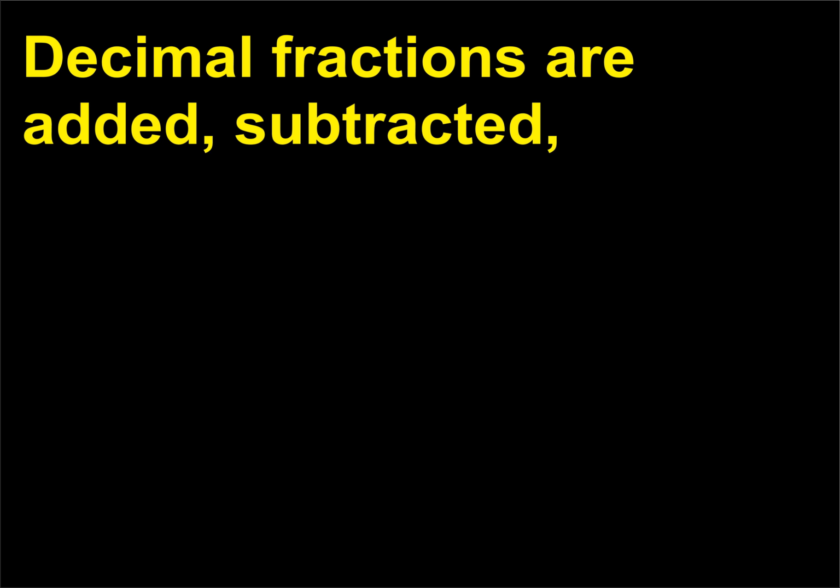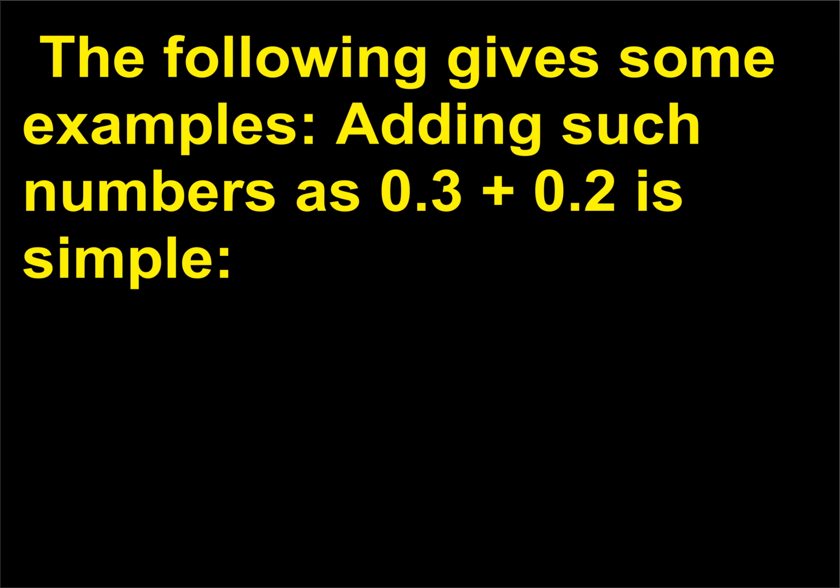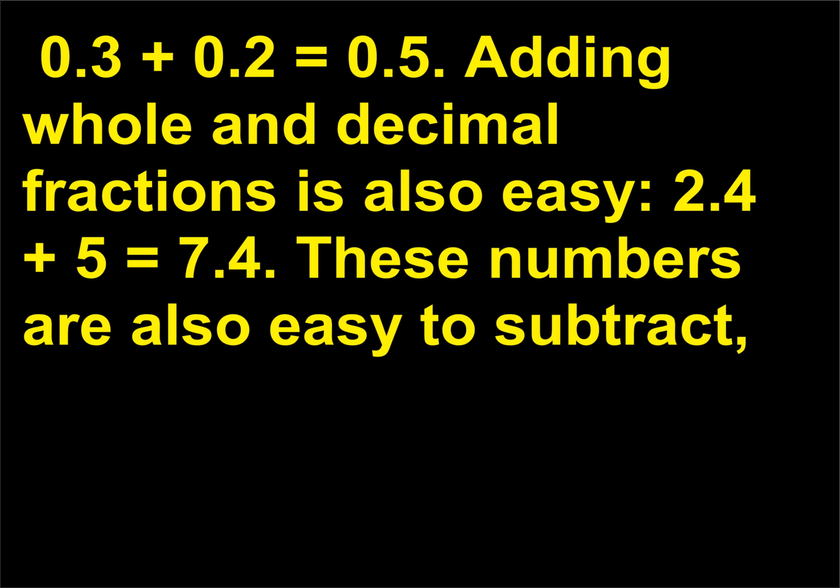Decimal fractions are added, subtracted, multiplied and divided much like whole numbers, but with decimal differences. The following gives some examples. Adding such numbers as 0.3 plus 0.2 is simple. 0.3 plus 0.2 equals 0.5. Adding whole and decimal fractions is also easy. 2.4 plus 5 equals 7.4.